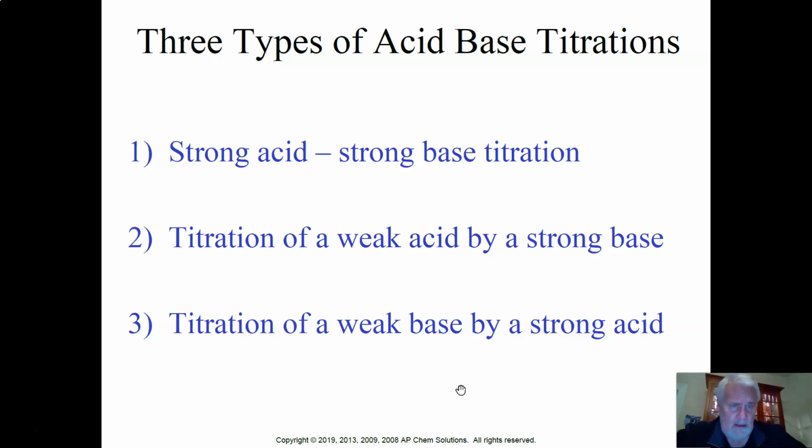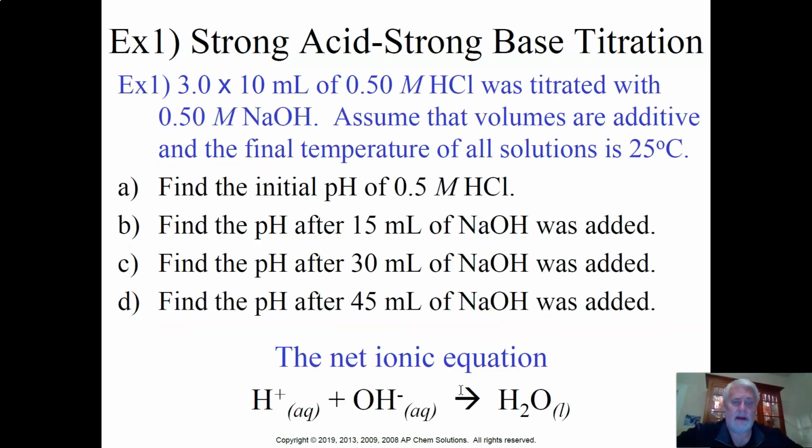So we talk about this kind of parallels with the calculations of last chapter. You can do a strong acid, strong base titration, or the titration of a weak acid by a strong base, or the titration of a weak base by a strong acid. We're going to talk about those three things. First of all, strong and strong. Take a look at what we have here.